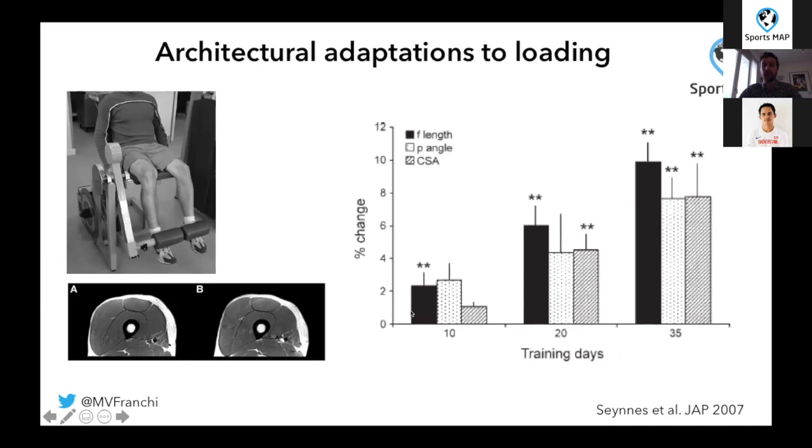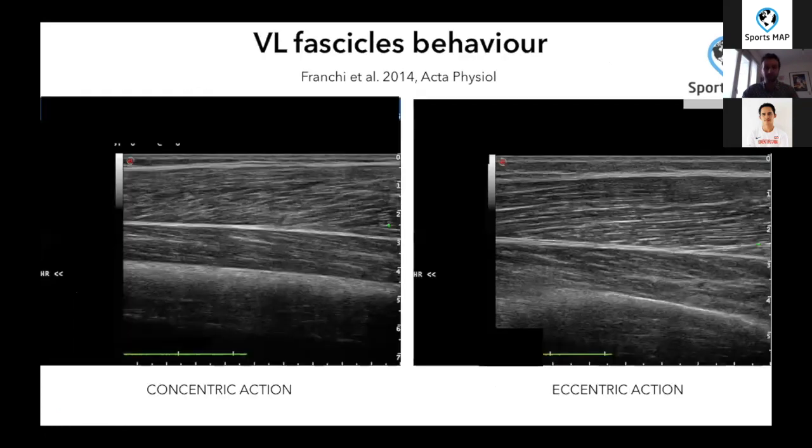So a very, very rapid increase in fascicle length, whereas pennation angle reaches significance only after 35 days. But you can appreciate that this architectural adaptation does occur in muscle in a very short amount of time. And when we talk about increasing fascicle length, usually we think about eccentric exercise. So here I put in the slide two videos, one of a concentric action and one of an eccentric action performed on a leg press machine.